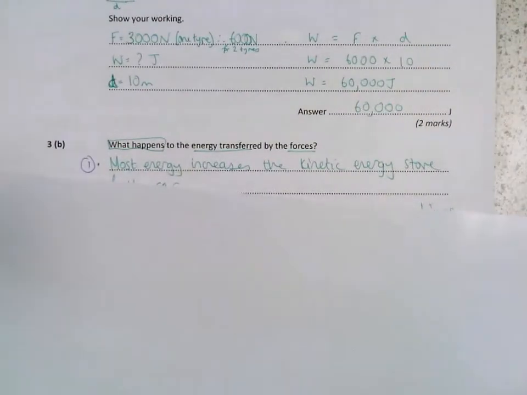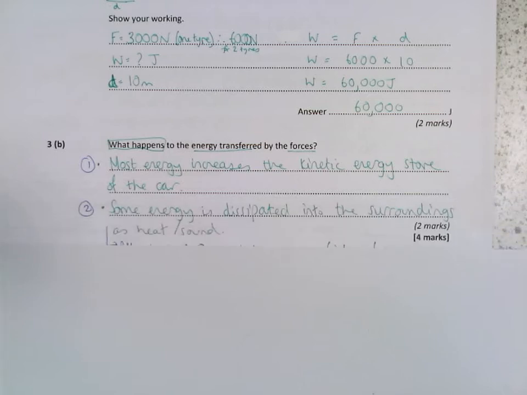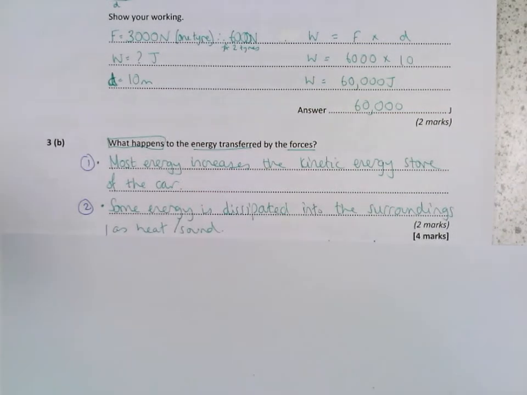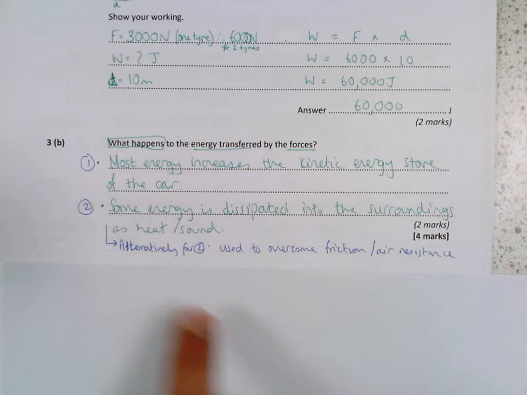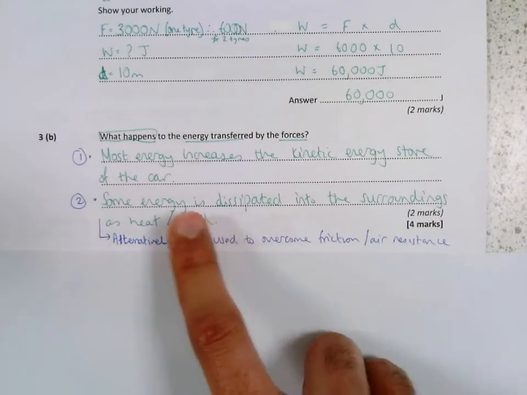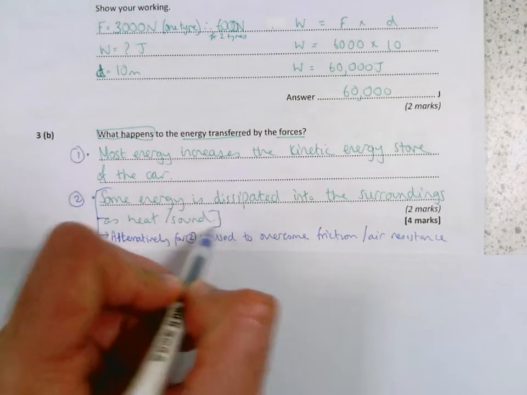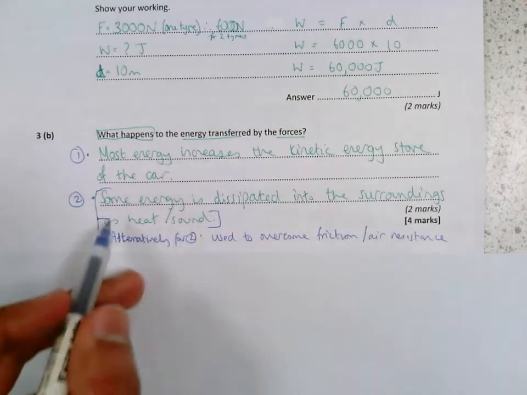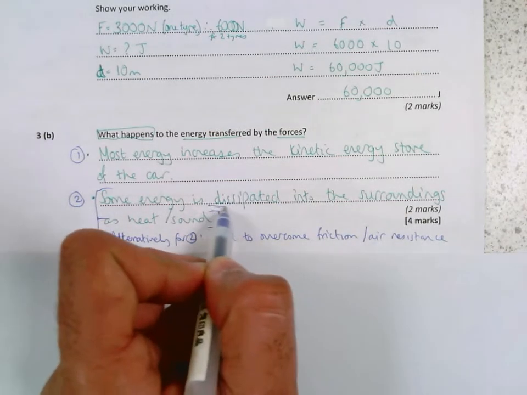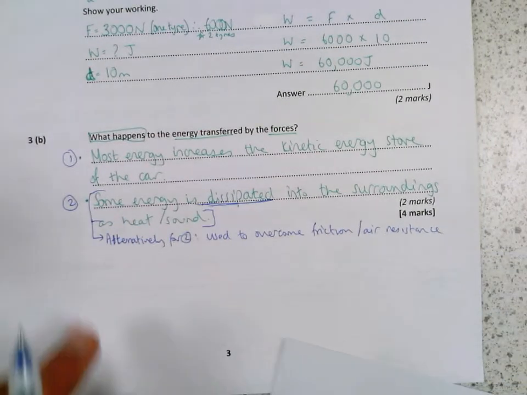The next question says, what happens to the energy transferred by the forces? Well, if you've got a cyclist, keep thinking it's a cyclist as a car, we know that most energy increases the kinetic energy store of the car, but some energy will be dissipated into the surroundings, and it's good to specify how. It's usually as heat, although with a car you can also get sound. Instead of saying that for the second mark, you could say energy is used to overcome friction or air resistance, but it's always a safe bet to talk about this because this applies to pretty much every single energy transfer. Some energy is always wasted, or the technical term dissipated, to the surroundings.